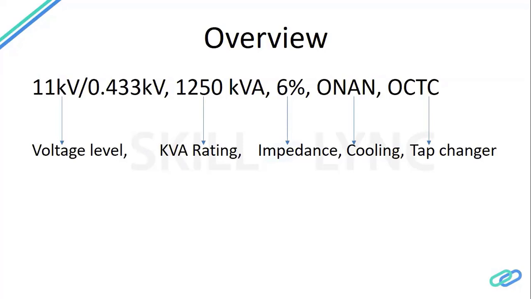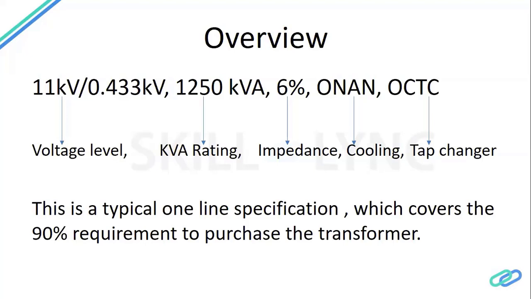Second thing is 1250 kVA. It is the kVA rating. 6% is the impedance. ONAN is the cooling type, and OCTC is the off-circuit tap changer. I believe as electrical engineering students or professionals, you have read all these things in college, so we will discuss further. Now in the further slides, we'll learn how to decide these things for your transformer.